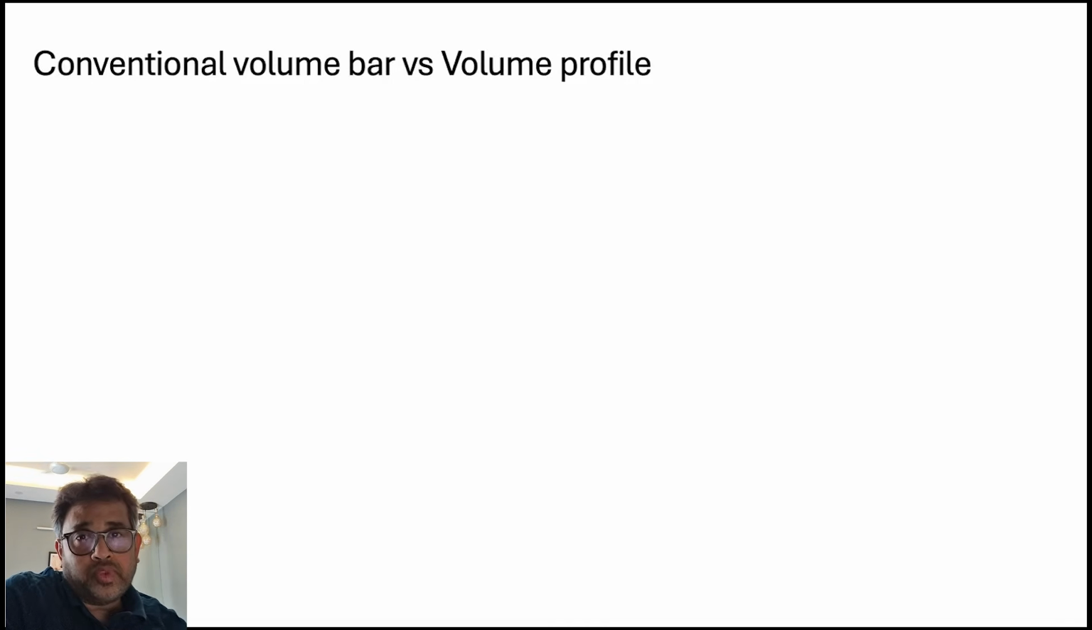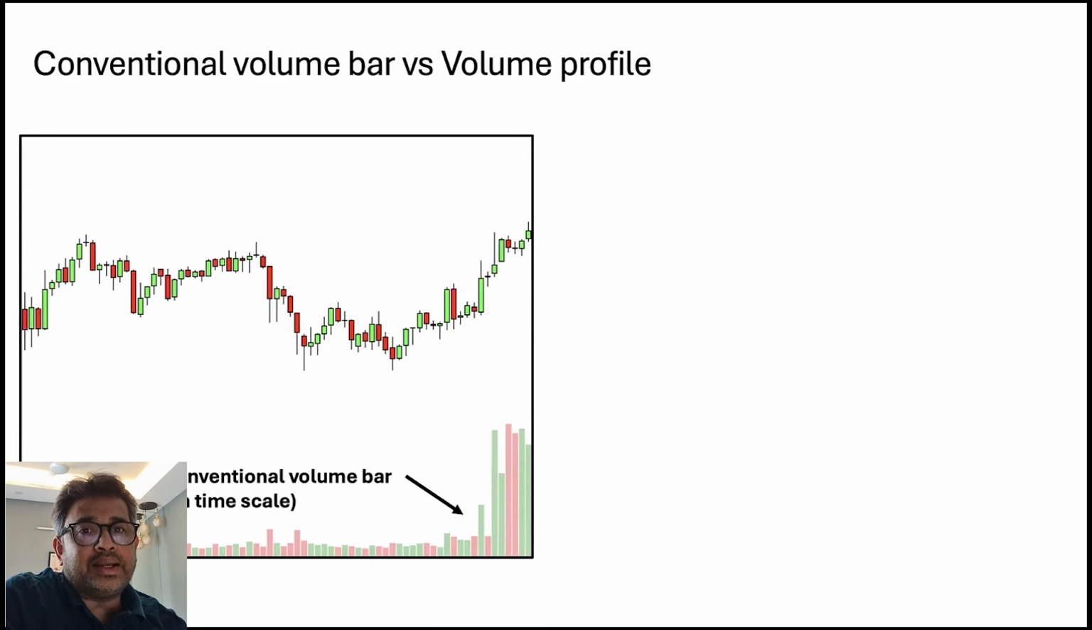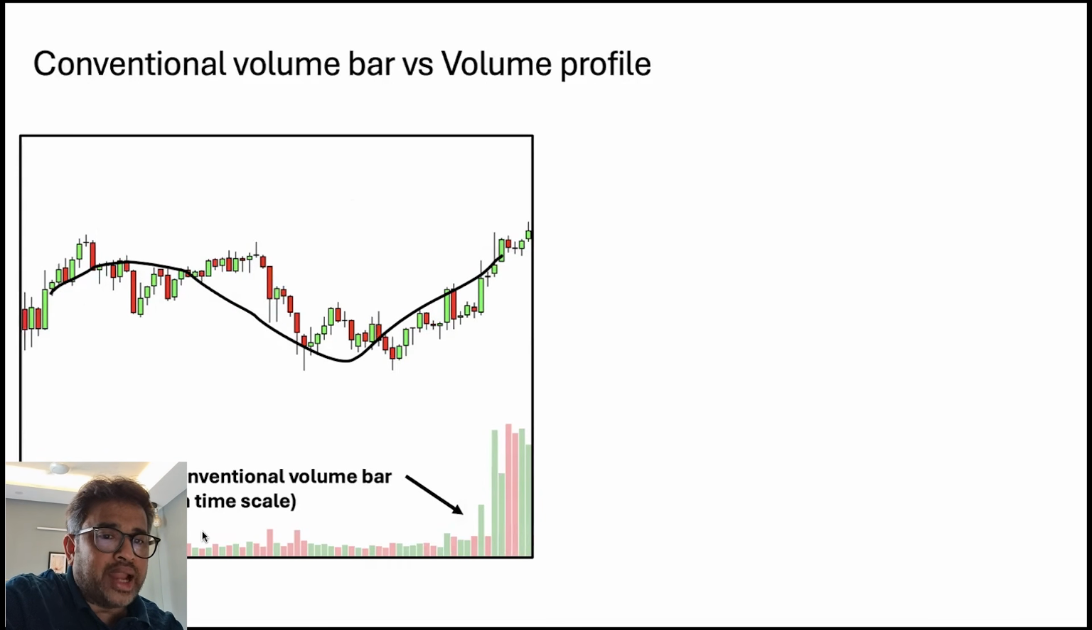Now, for people who are hearing about volume profile for the first time, for their understanding, this is the conventional volume bars. What you see regularly on the chart is the price action, the candlesticks, and on the time scale you will see the bars, right? This kind of bars. Some bars are big, some bars are smaller. On the time scale, this bar, for example, will tell you how many volumes were traded. So for this candle, how many volumes were traded.